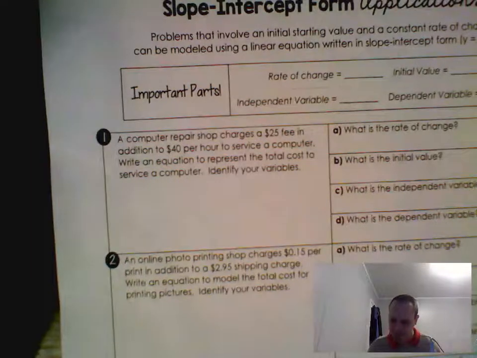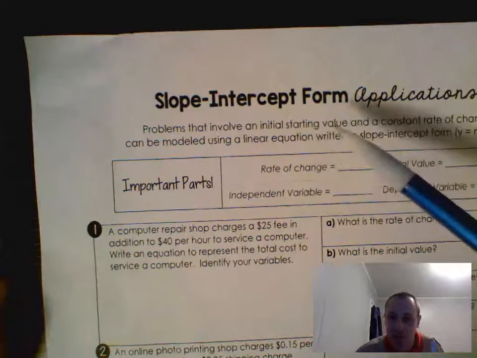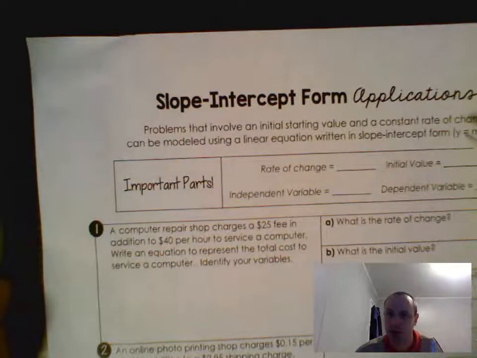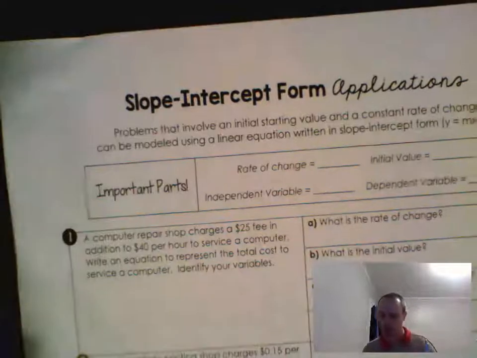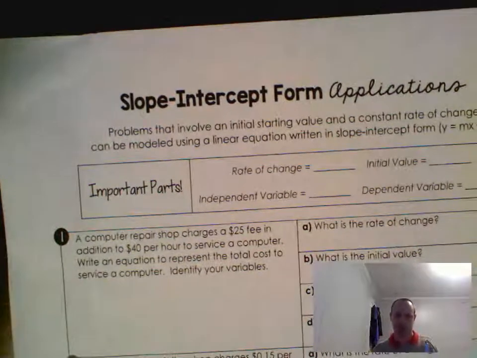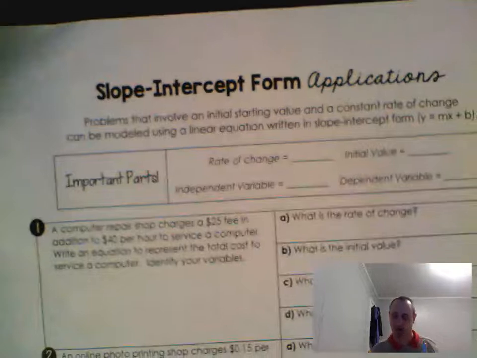Basically what it's saying is that if you have an initial starting value and you also have a constant rate of change, then you can model some of these word problems in what we call the slope-intercept form. So we'll have to refer back to these important parts while we do our lesson today.